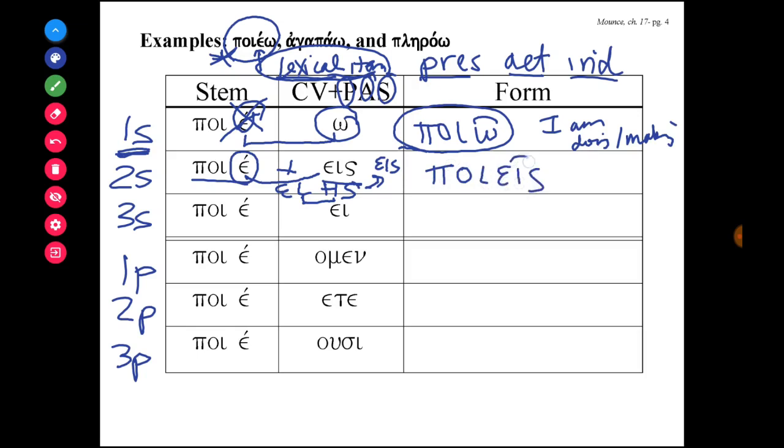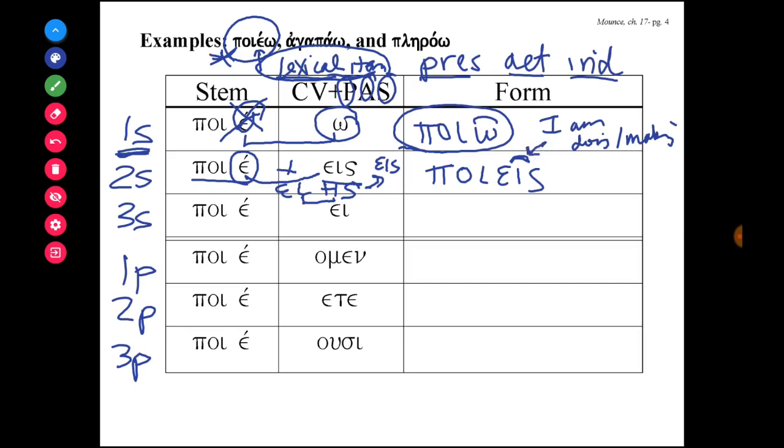But notice that the accent has a circumflex, and this is something that you'll see commonly among contract verbs. It won't happen all the time, but most of the time when there's some sort of vowel contraction, when vowels combine, it's signified or tagged in the Greek by the use of a circumflex accent.